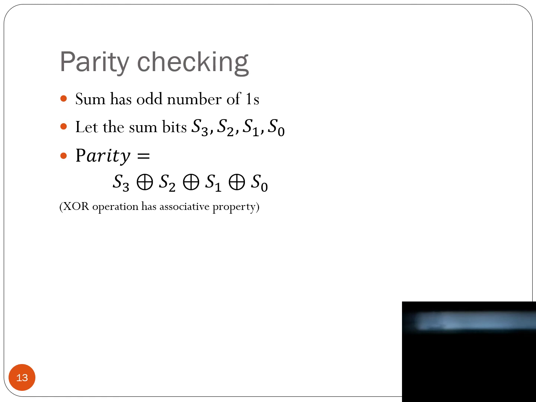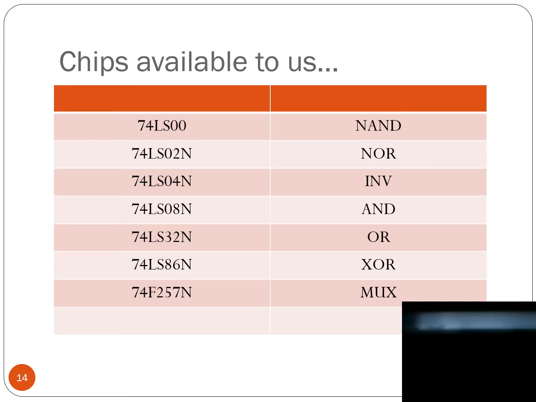And the parity checking. Parity refers to the number of ones in the sum. We have 4 digits in a sum, and you are supposed to check whether or not there is an odd number of ones among them. The formula is you XOR all the bits, and if the result is 1, that means there's an odd number of ones. You can plug in S0, S1, S2, S3, and check it manually.